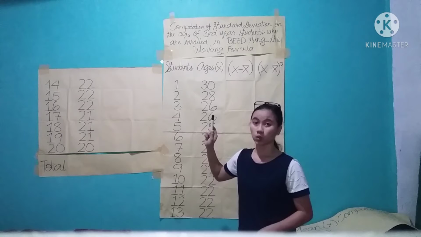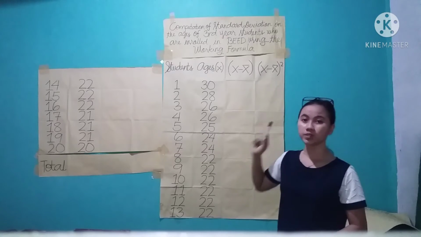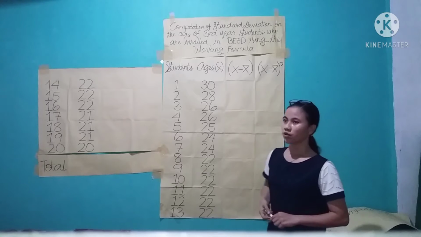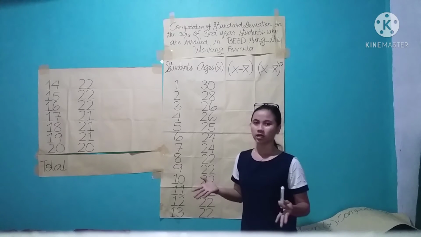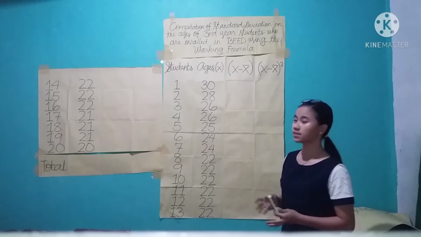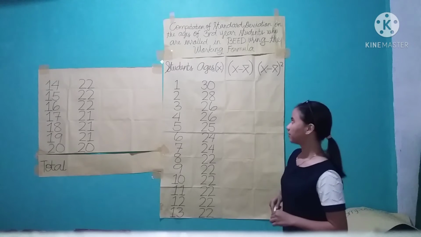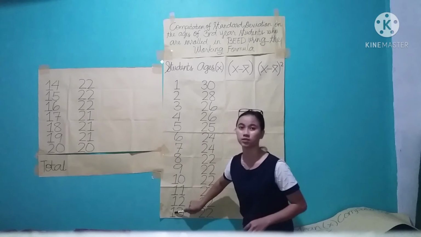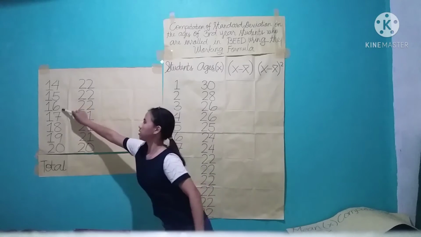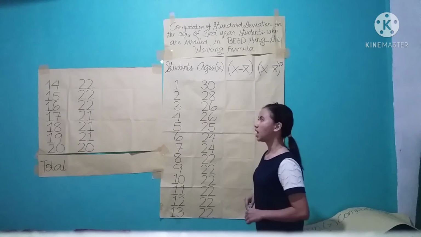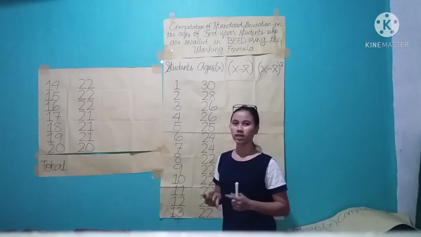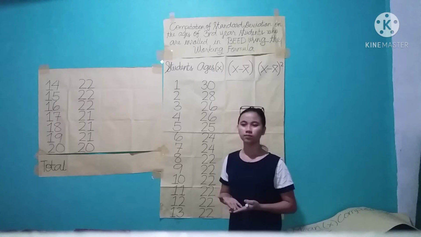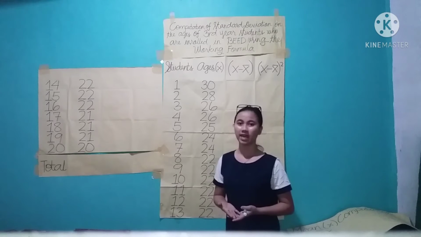We will now tackle the computation of standard deviation on the age of third-year students who are enrolled in B.Ed using the working formula. This row is the row of the students. There are 20 respondents. I only chose 20 respondents since B.Ed 3 students have almost the same age.